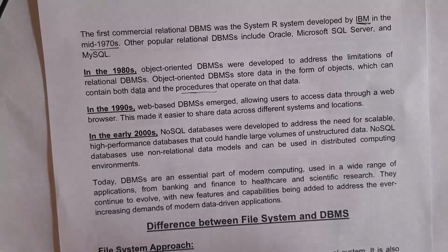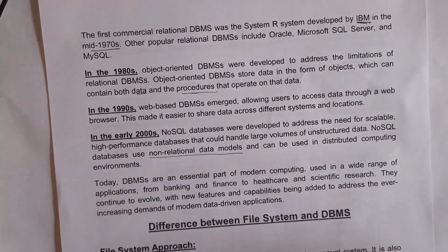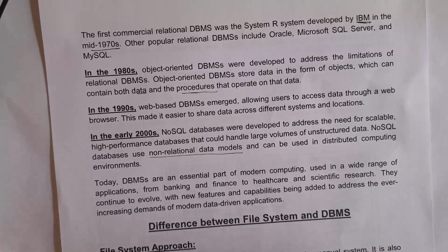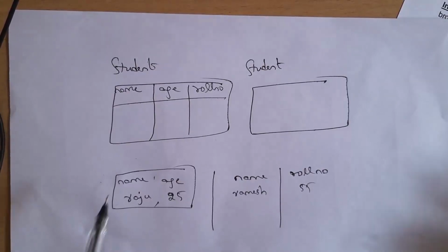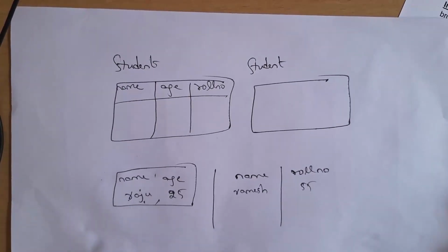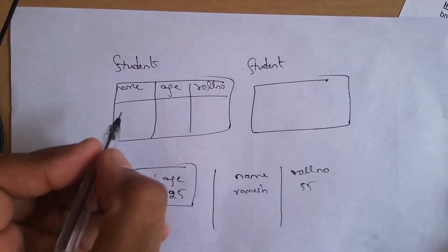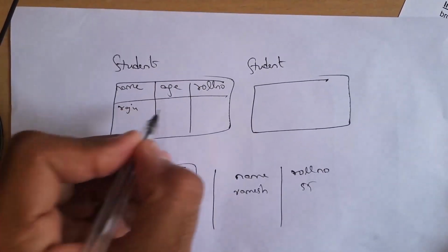And next, in the early 2000s, NoSQL database was introduced. This NoSQL database uses non-relational data models. In NoSQL database, we will not store data in the form of tables. In NoSQL database, we store data in the form of classes and objects. For example, I want to store two records in relational database. One student name is Raju and age 25. So I can store that information like Raju and 25.